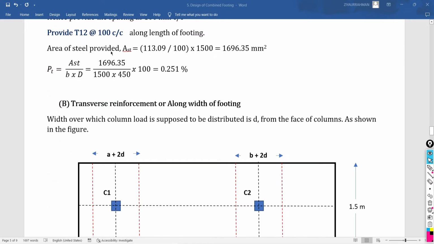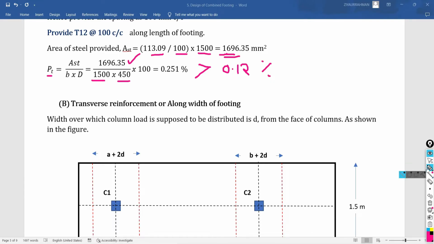Okay, so area of steel provided is unit area divided by final spacing multiplied by width, and you are getting 1696.35 mm² area of reinforcement that we are finally going to provide under the column C2 at the bottom face. So the percentage of steel provided, using the provided reinforcement, width of the footing and overall depth, comes to 0.251% of reinforcement, which is greater than the minimum reinforcement. Here again your provision is safe.